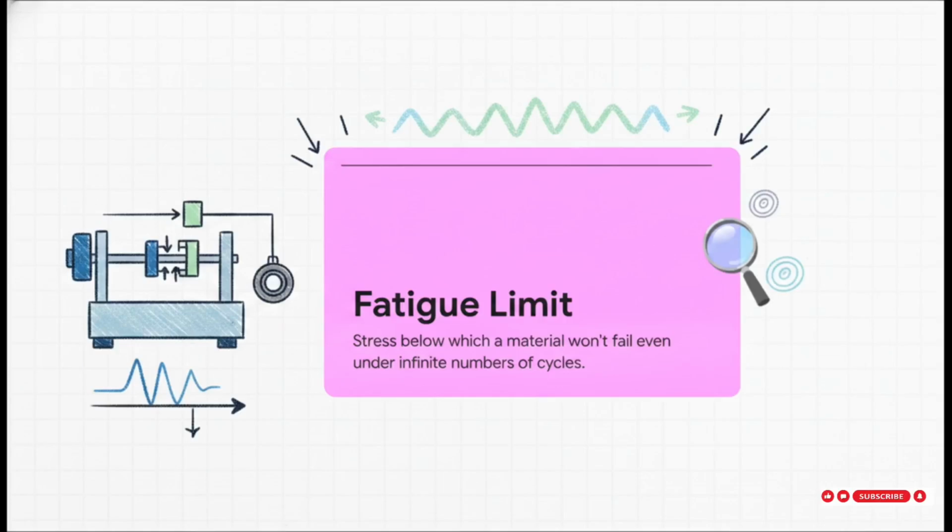To figure this out, metallurgists use something called a rotating beam method. They take a polished specimen, spin it rapidly while holding dead weights, and subject it to alternating tensile and compressive stresses millions of times until they find that perfect, safe limit.